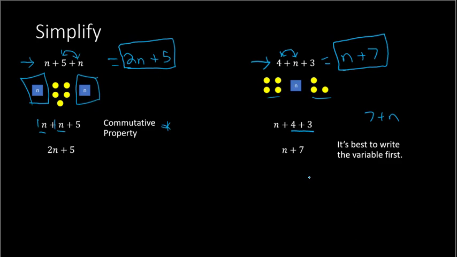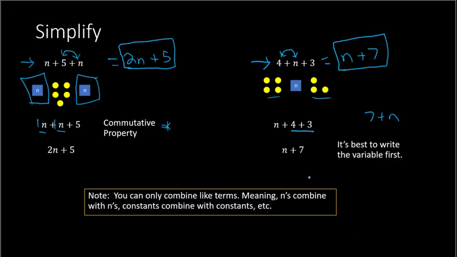So as we move forward, note that you can only combine like terms. When we say like terms, what we mean is that the n's combine with n's, constants combine with constants, etc. So if you had x's, x's would combine with x's, y's would combine with y's, a's with a's, b's with b's, etc.